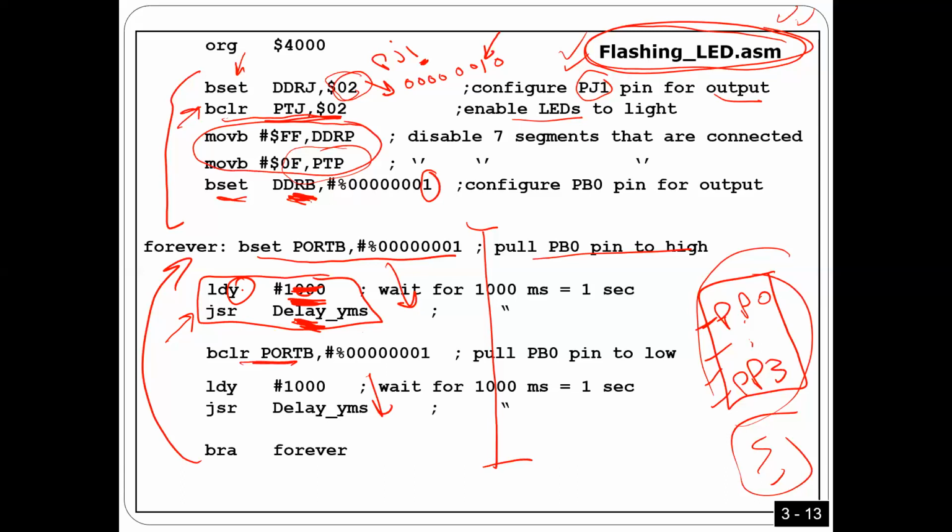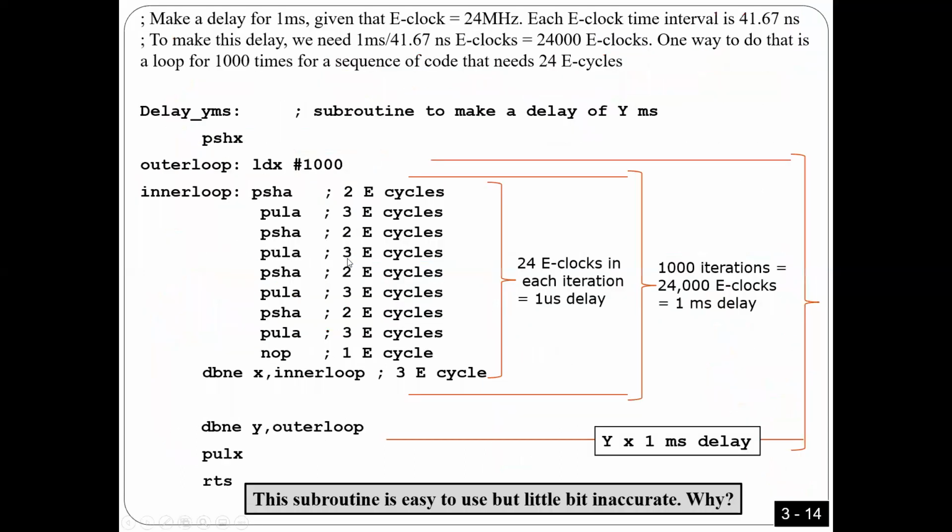Okay, guys, so let me say it again. We have a function. This function is called delay y millisecond. Before you call this function, you have to put a number in y, and this number should be how much delay in milliseconds. Is that okay? Now, this is a subroutine, or the function here. This is how the function works. This is the main idea of this function.